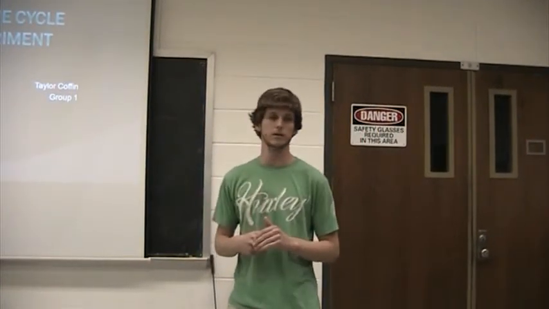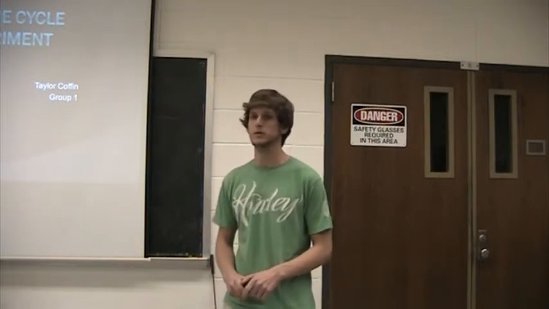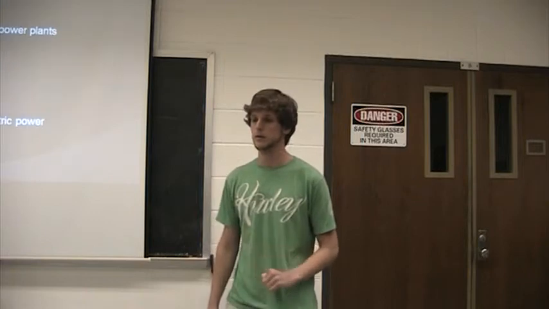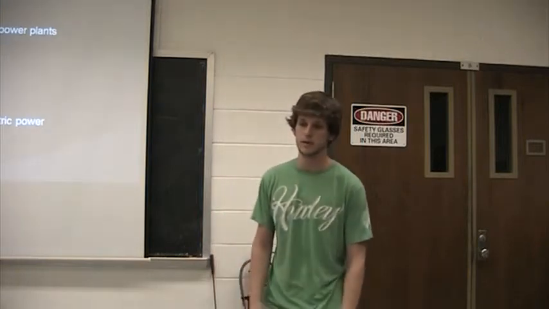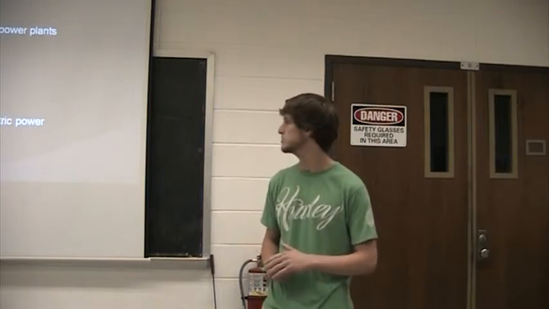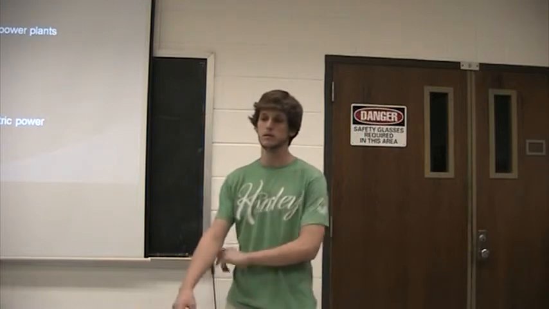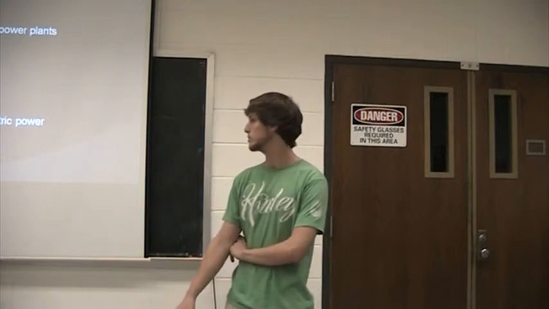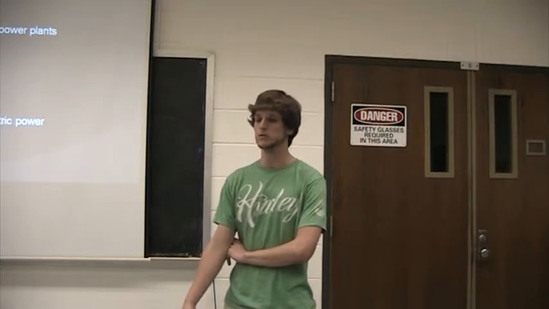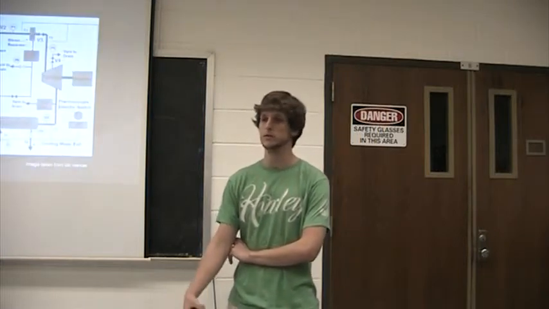I'm Taylor Coffin, and my presentation today is on the Rankine cycle experiment we did the week before spring break. A little introduction: the Rankine cycle is an ideal vapor cycle, basically used for power plants to produce power. It has four main subsystems: the condenser, the pump, the boiler, and the turbine. You can use the steam-generated power to produce electricity, which we did to power light bulbs.